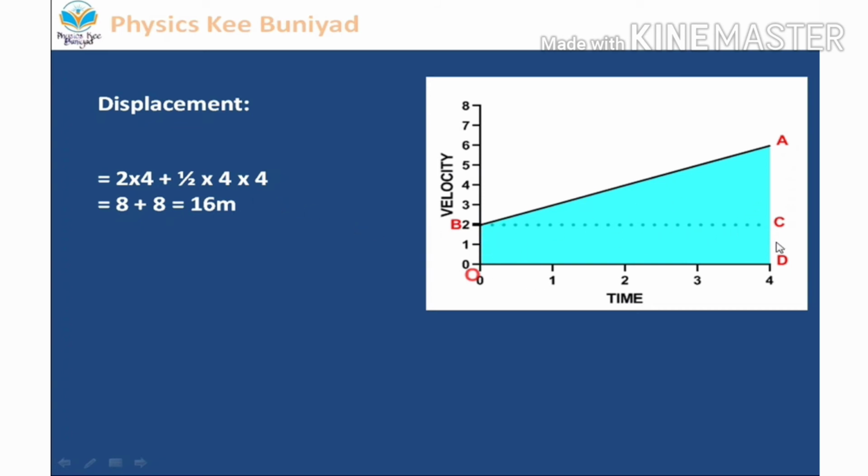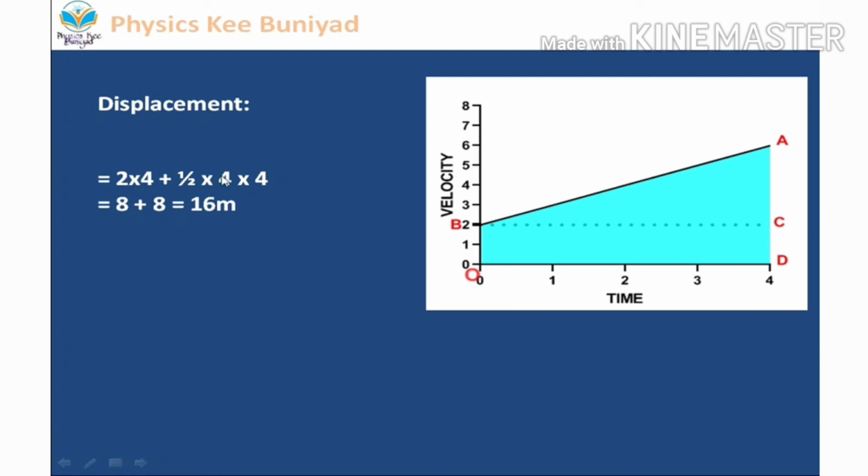So half into base means what? Base means this distance, 0 to 4, so it is 4. Now here the height AC is 2 to 6. So 2 to 6 means what? It is 4. So here 4 into 4.